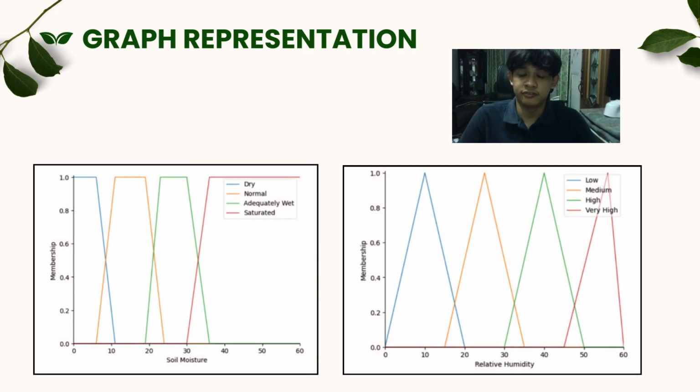So now for the graph representation. We have four different graphs. The first one is soil moisture. This graph displays the membership functions for soil moisture ranging from dry to saturated. The values from 0 to 60 indicate the soil moisture level, which is a key factor in determining the appropriate valve opening for the irrigation.